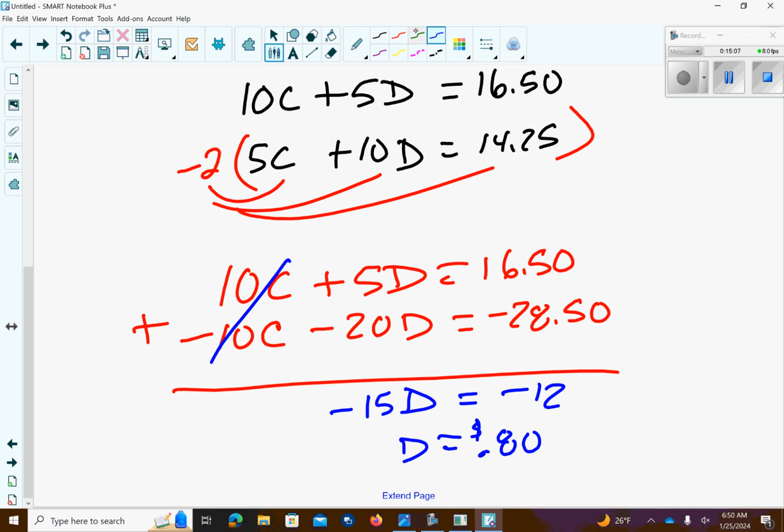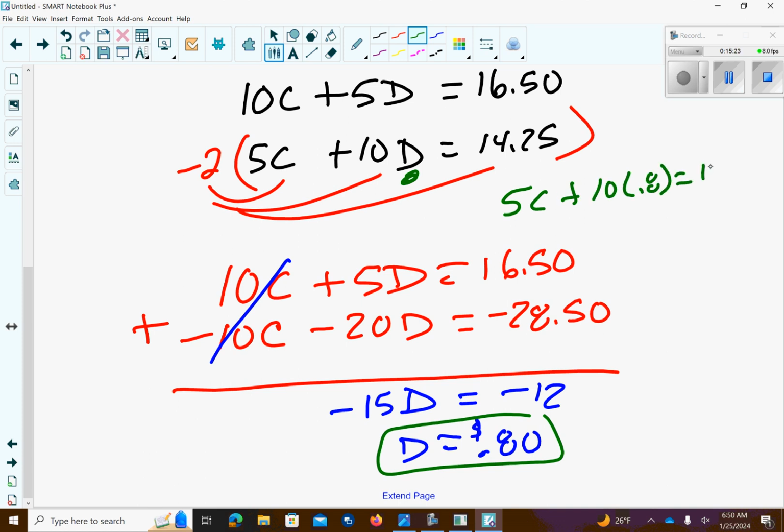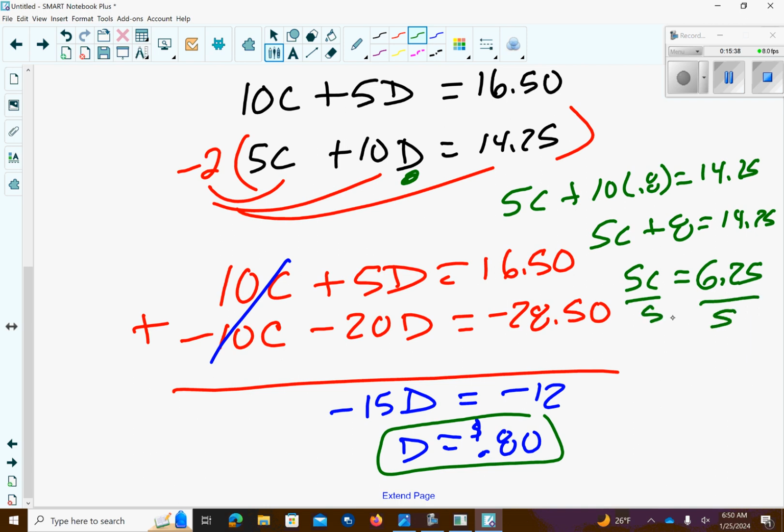And then I want to figure out how much the coffee cost. So donuts are 80 each. So I'm going to take the 80 and I'm going to plug it in. Maybe let's plug it in right there. So I'm going to get 5C plus 10 times 0.8 equals 1425. So that gives me 5C, 10 times 0.8 is 8 equals 1425. Subtract 8 from both sides. Again, I'd use a calculator. That's going to come out to 625. Divide both sides by 5. So the coffee cost $1.25 for each cup of coffee.